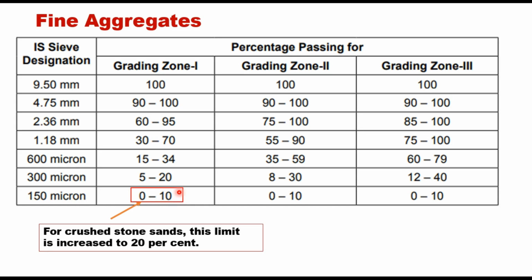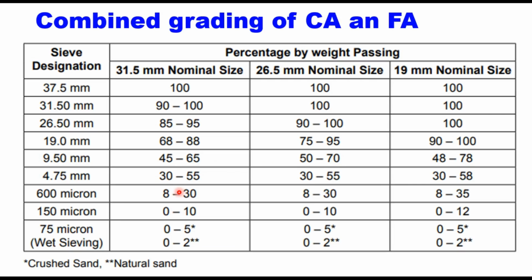Coarse aggregate and fine aggregate should be mixed in a suitable proportion to get the final grading as given in this table. Depending upon the nominal size of aggregate, for 31.5 millimeter, this is to be used. For 26.5 millimeter, this gradation is to be used, and for 19 millimeter nominal size, this gradation is to be used. 0 to 5% here is for crushed sand, and 0 to 2% here is natural sand.